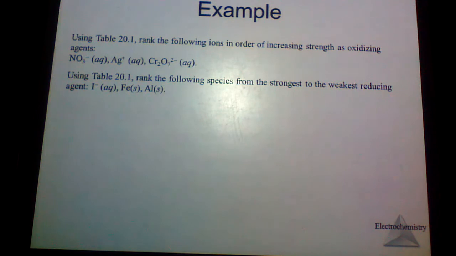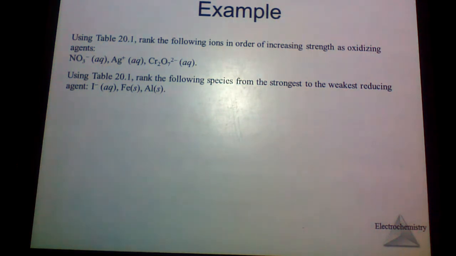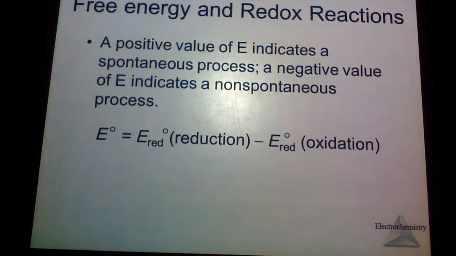Okay, so it says using your table, so using your standard reduction potentials chart, rank the following ions in order of increasing strength as oxidizing agents. On the second question it asks, rank the following species from the strongest to the weakest reducing agents. So what I would like you to do is try these two for me. This is the second question that we'll come to tomorrow at the beginning of class, okay? And this one is easy enough that all you have to do is look at your chart. Try to do this first, and then we'll talk about them for sure tomorrow.